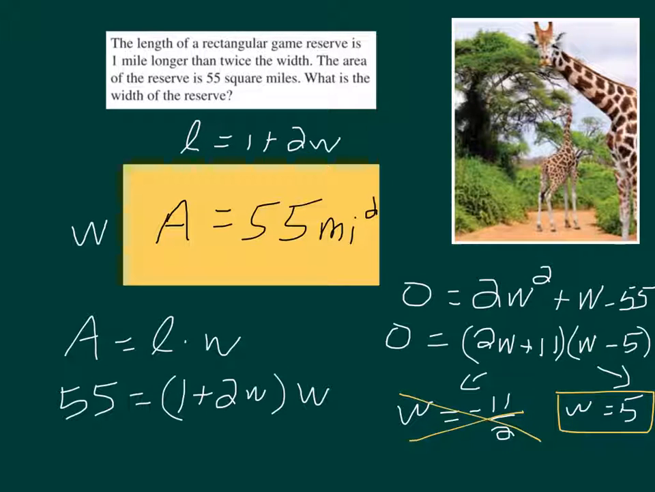Go back to check in our diagram, and we find that that width of 5 miles would give us a length of, well, 1 plus 2W would be 11 miles. And sure enough, that gives us a rectangle with the area of 55 square miles, which is exactly what we need. So by looking back at the question, we were able to disregard one of our answers and select the one that is the actual solution.